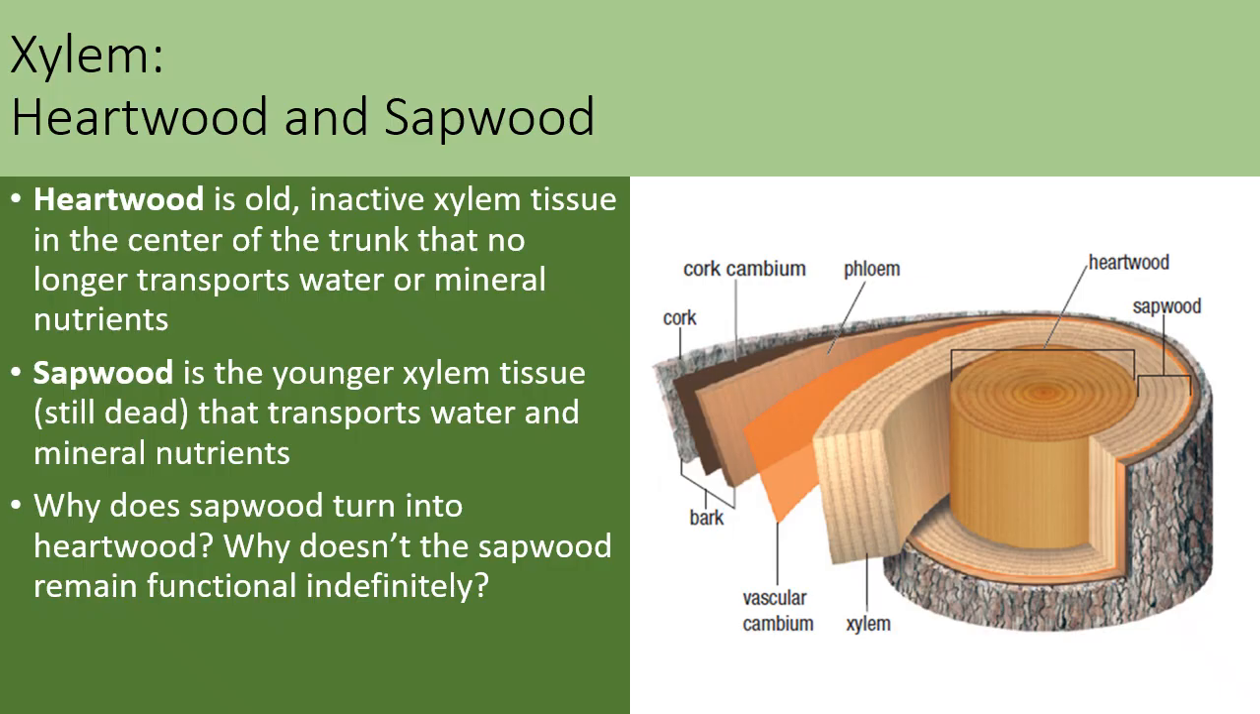When we look at a woody trunk, there are two different zones of xylem within a woody stem. There's the heartwood and the sapwood. The heartwood is older and it's typically towards the center of the trunk. It often has a darker color, and that material no longer transports water or mineral nutrients. We'll talk about some of the reasons why heartwood doesn't continue to transport water and mineral nutrients as we move forward.